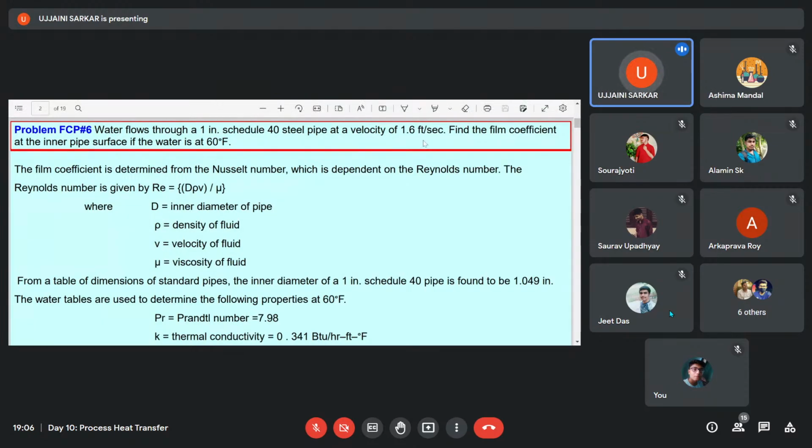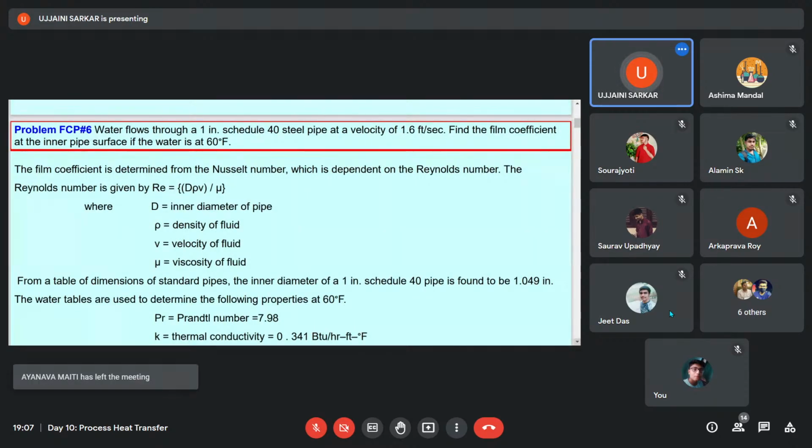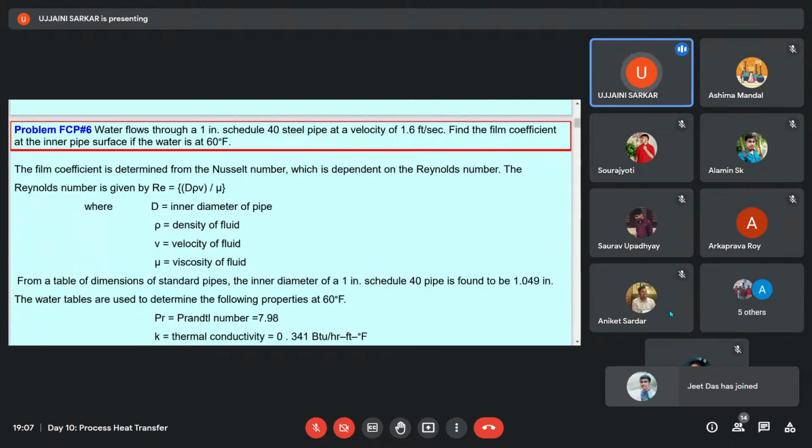Steel pipe at a velocity of 1.6 feet per second. Find the film coefficient at the inner pipe surface if the water is at 60 degree Fahrenheit. So now you have to gather all the properties. If your regime of flow is turbulent, then you can directly use the Dittus-Boelter equation. In that case, you have to know the properties because there is the Prandtl number, so you have to know the values to evaluate it. The film coefficient is defined from the Nusselt number, which is dependent on the Reynolds number and Prandtl number.